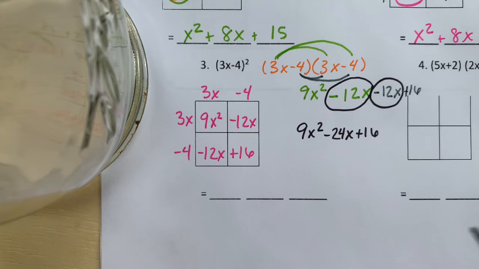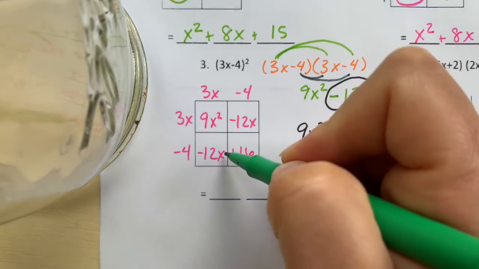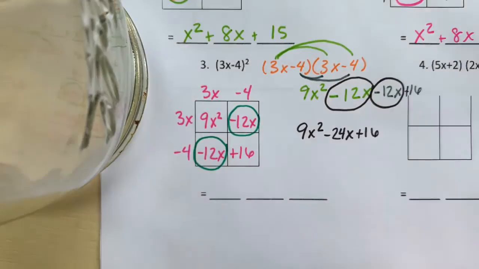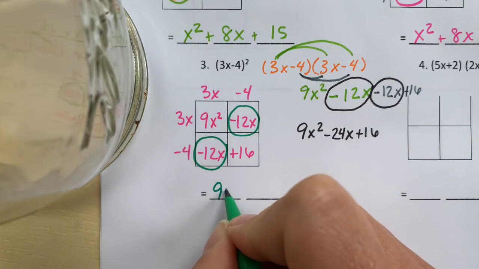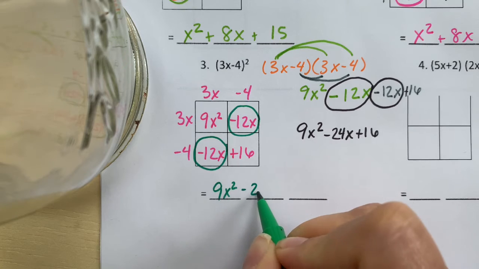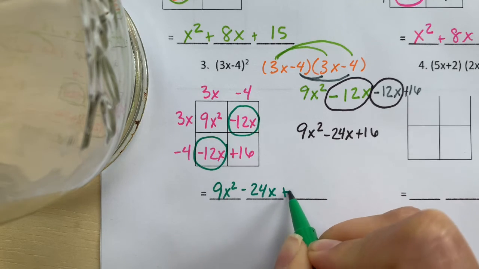So now I have to add anything that's exactly the same. The only thing that's exactly the same are going to be my x's. So I will have 9x squared, negative 12 plus a negative 12 is a negative 24x plus 16.